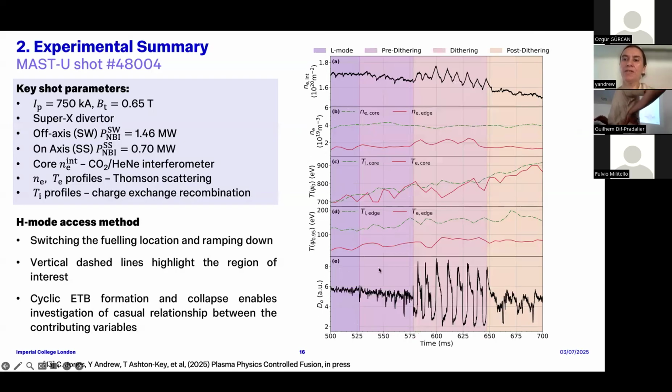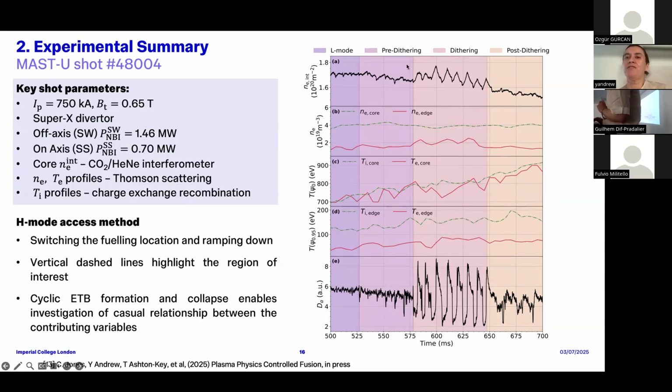So here's a close-up of the phase that we were interested in for this shot. I have two disclaimers: these shots are sawtoothing. In fact, I think all the shots that we've had so far on MAST-U are sawtoothing, and the dithers and the ETB formation is often triggered by the sawtooth delivering a local pulse of edge plasma. We haven't been able to get away from that. I'm not presenting any power threshold measurements today for that reason. More to come on this.